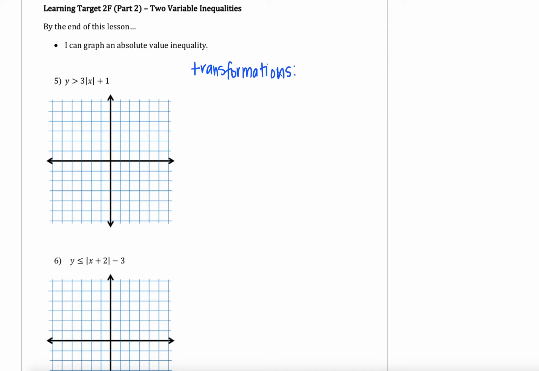So in example 5, we have two transformations. The first transformation is coming from that 3 that is being multiplied to the absolute value of x. And since that 3 is bigger than 1, we have a vertical stretch by 3. The second transformation is coming from that plus 1 that is being added to that absolute value term, and that is our vertical shift. And since we're adding 1, that is going up 1.